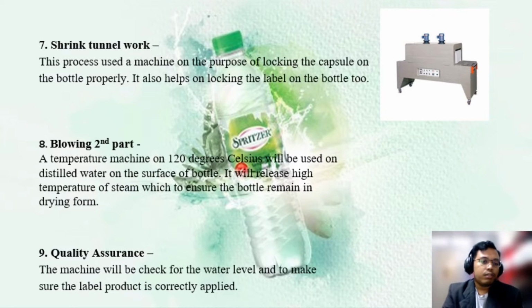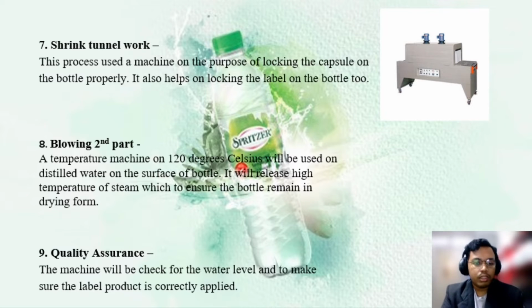Step 7, process number 7, is shrink tunnel work. This process uses a machine for the purpose of locking the cap on the bottle properly. It also helps lock the label on the bottle too. After that, a temperature machine at 120 degrees Celsius will be used on distilled water on the surface of the bottle. It will release high temperature steam, which ensures the bottle remains dry.